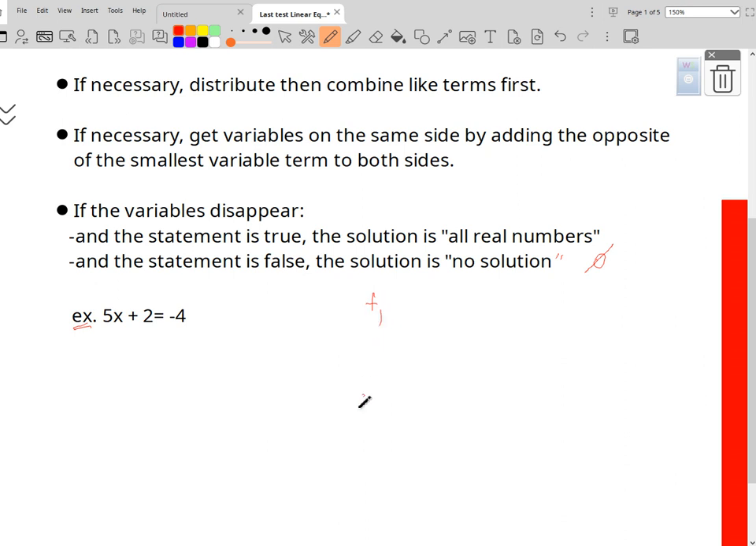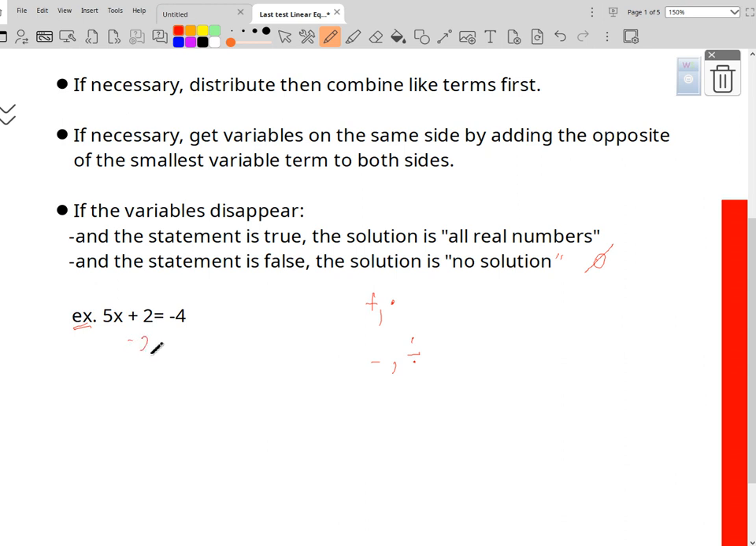Is there another operation we need to undo? We need to undo the multiplication, right? So we have addition and multiplication. So to undo the addition, we subtract. To undo the multiplication, we divide. Yes, we divide. And in this case, we're going to undo that adding first.